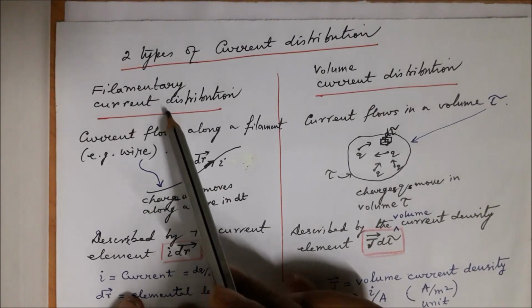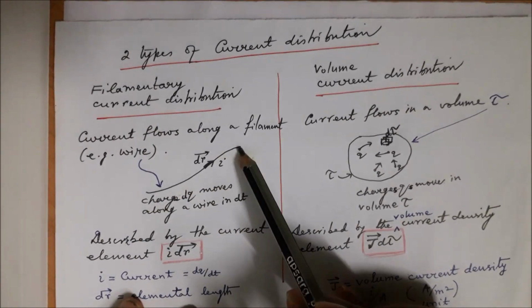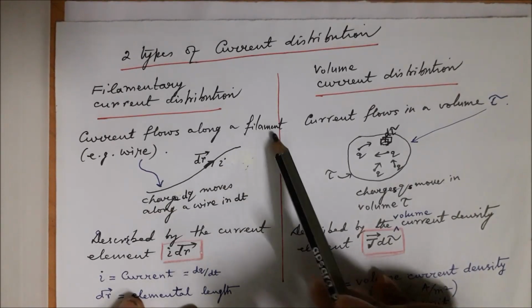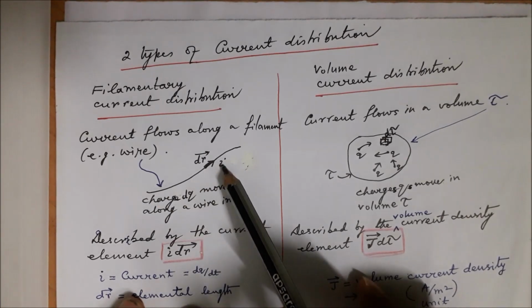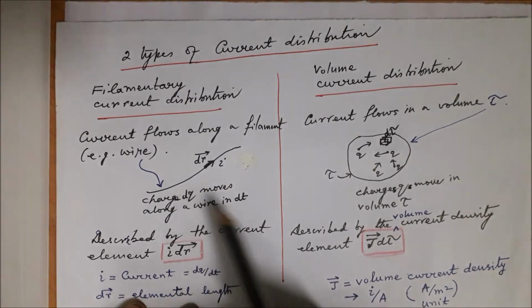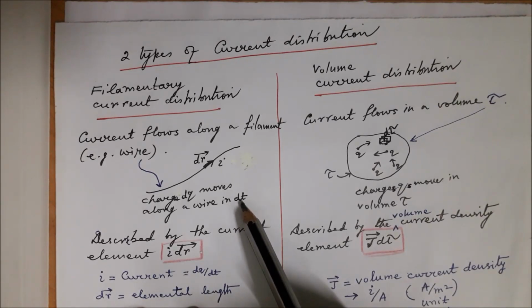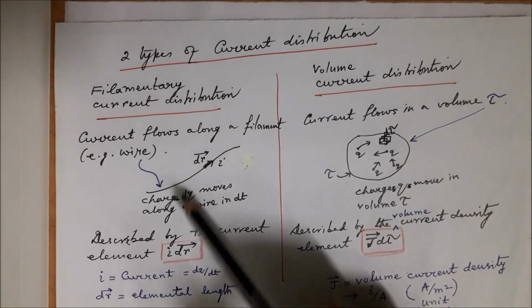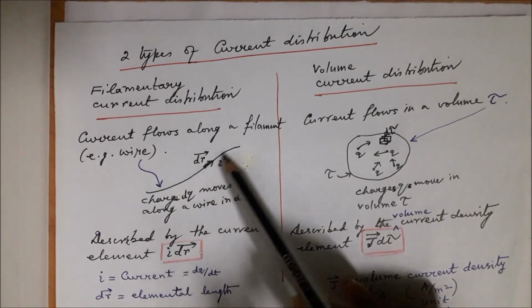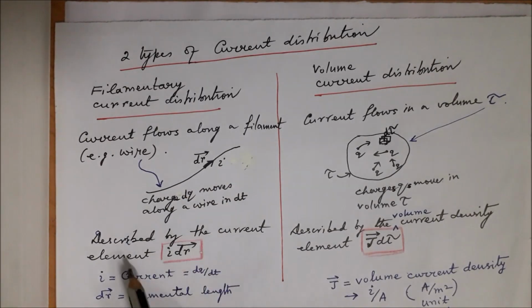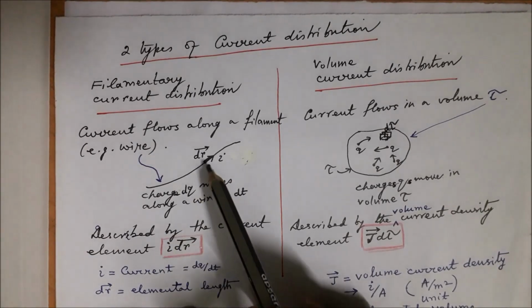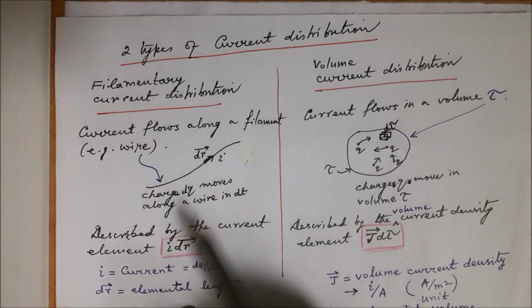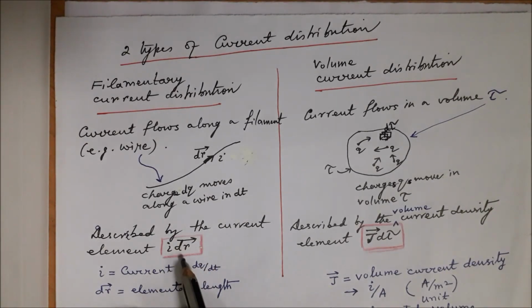In filamentary current distribution, we consider a wire or a line or what we call a filament, an element of which is vector dr. It carries current I because dq charge moves in time dt along the wire. Now, current distribution in a wire is therefore described by a current element, and a current element is defined as the product of the current carried by the wire and the elemental length of the wire. So it is I vector dr.